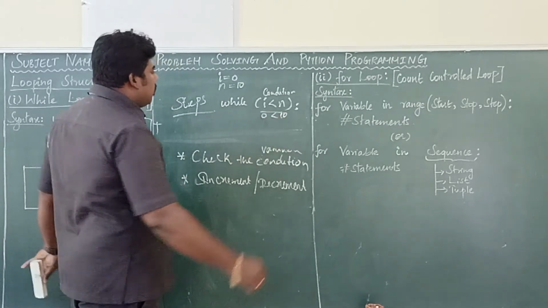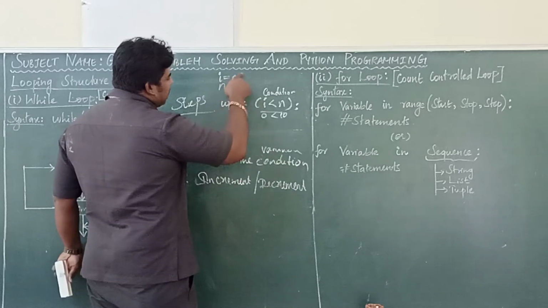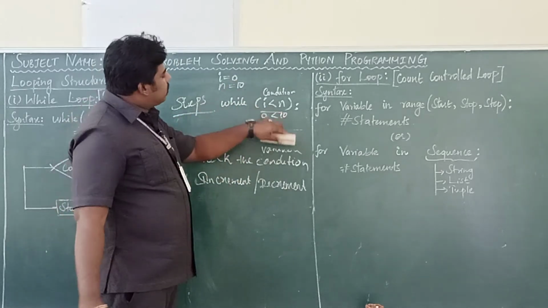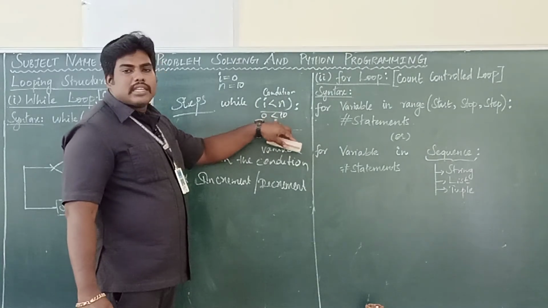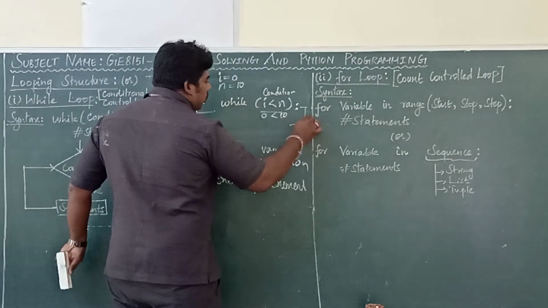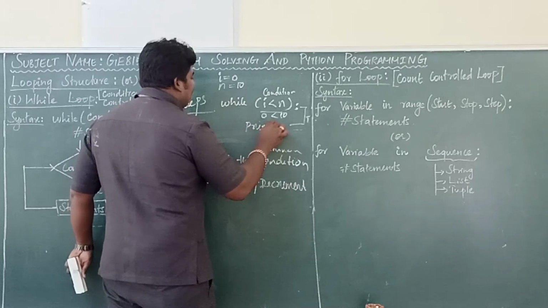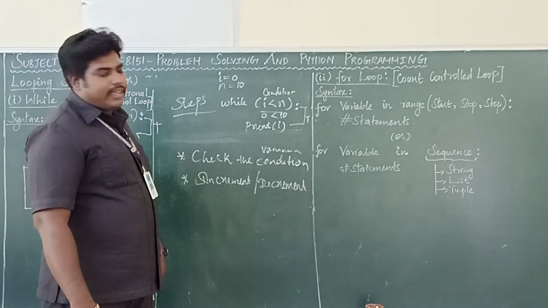0 less than 10. Now let's check the condition. First one is initialization. Then check the condition. What condition here? 0 less than n. This is the condition. Is the condition true or false? The condition is true. If the condition is true, this body will be executed. For example, here I am printing i.